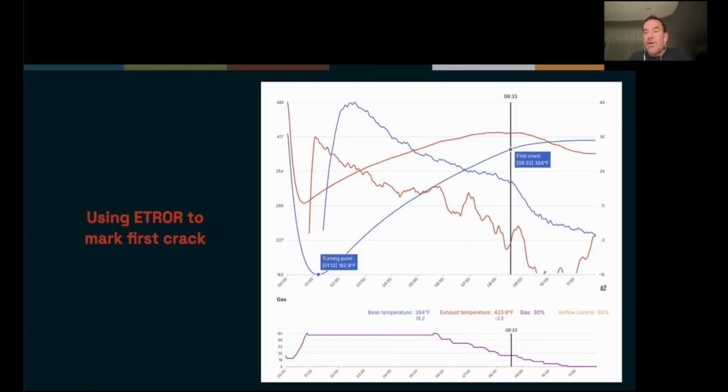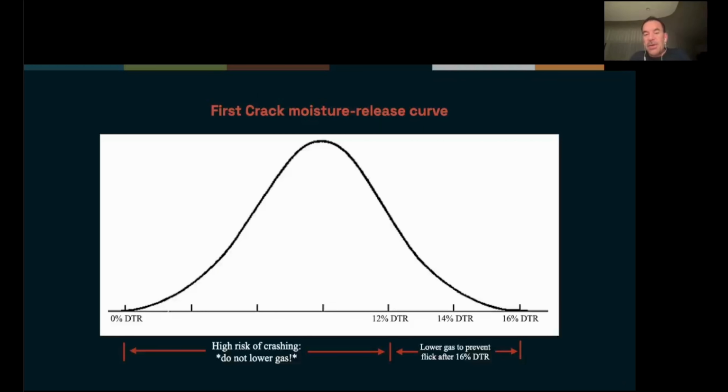If the ROR rises at the end of a roast, you might have a bit of roastiness. So it's helpful to manage the descent of the ROR during first crack. You might notice here that until about 12% DTR, it says high risk of crashing, do not lower gas. So when it comes to washed coffees, the best strategy is find a gas setting about 40 seconds before the crash. Find the highest gas setting that doesn't cause the ROR to go flat or rise, so the ROR will be dropping gently, and stay on that gas setting all the way until 12% DTR.